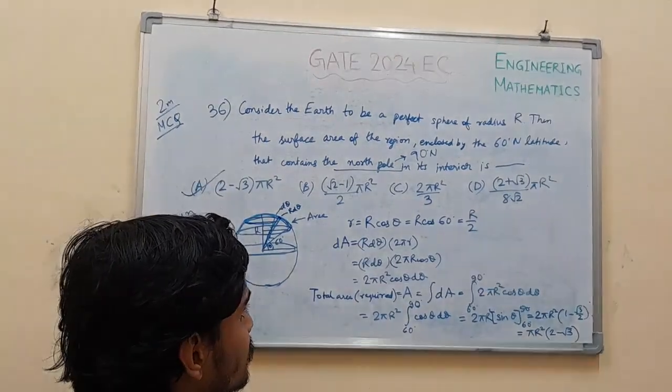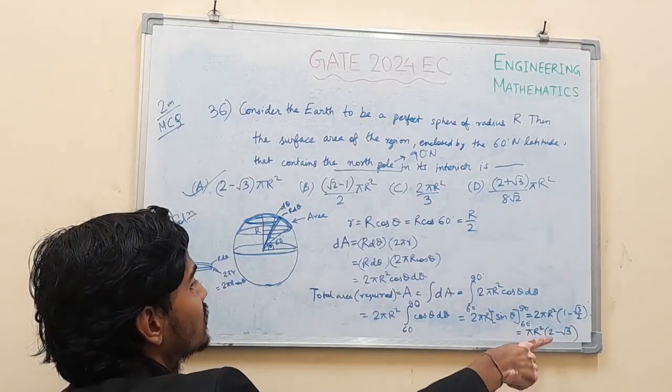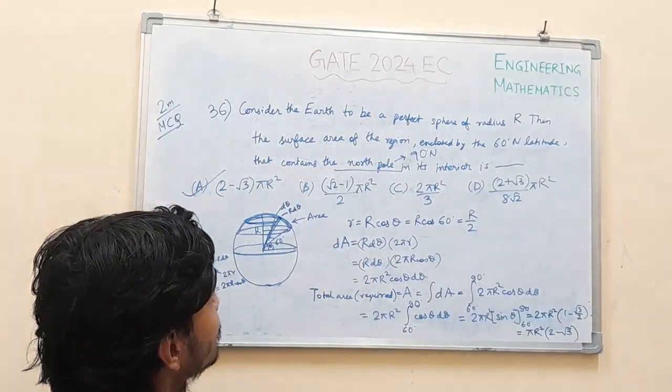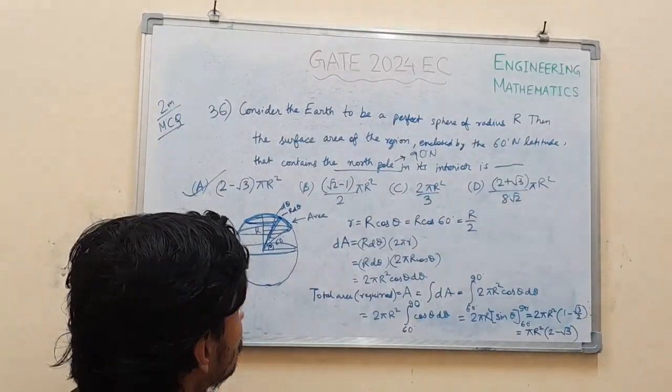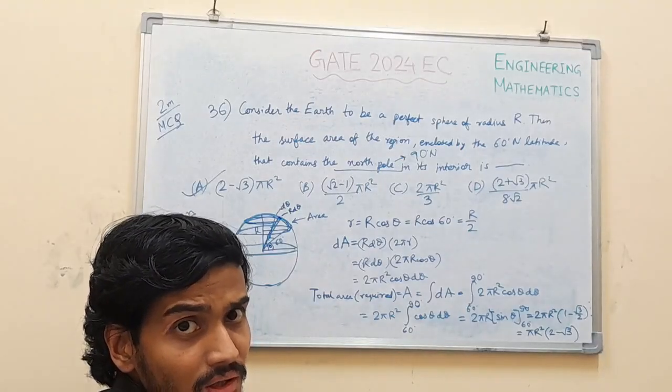Integration. We found the area of the required region for surfaces, 2 minus root 3 times pi r square, that contains the non-polar integral. I have explained the steps in the process in detail. If you have any doubts or queries, please feel free to ask in the comments. That's all for the solution of this simple question.